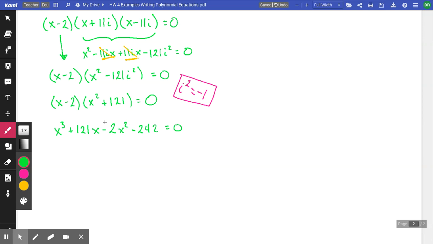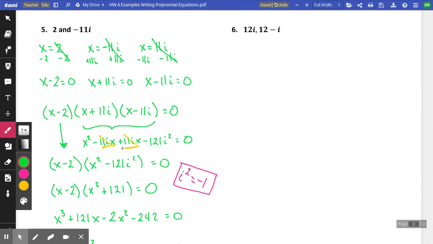So you do see there's a little switch here in the middle. We have x to the first followed by x to the second. And we would like for that to be reversed. So let's start with our x to the third, but put the minus 2x to the second after that. Then we can put our plus 121x and end with the minus 242. And there's a polynomial of degree 3 for our 3 solutions.